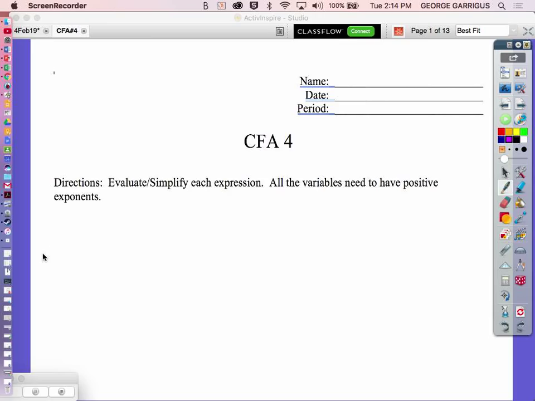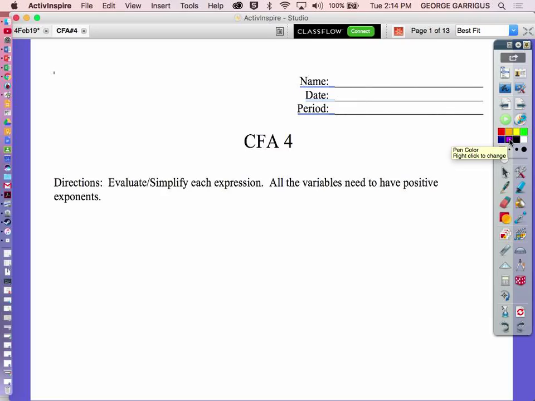Welcome to CFA4. This is for Math 8, Jefferson Middle School. We will begin here with the CFA4 covered the properties of exponents. We are reviewing on Wednesday, February 6th.